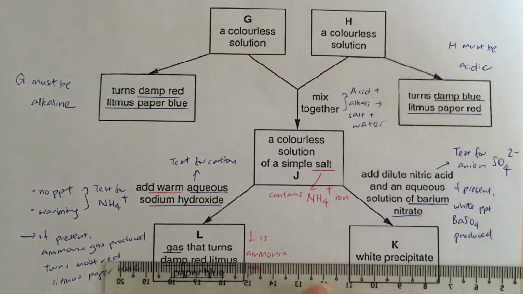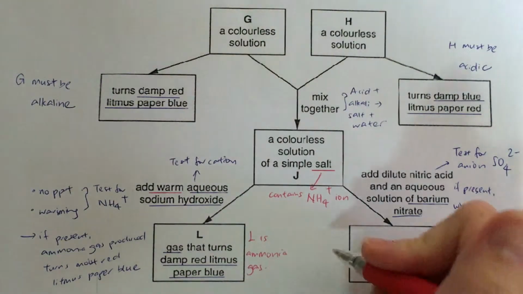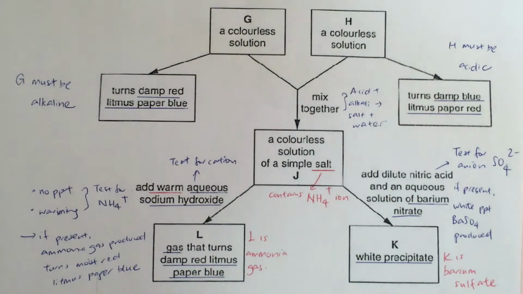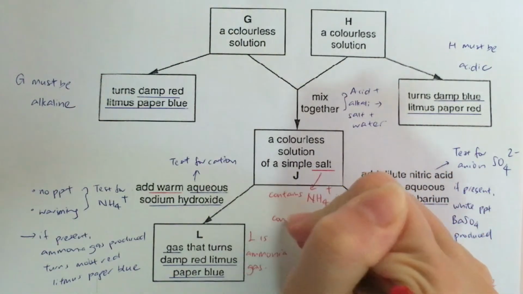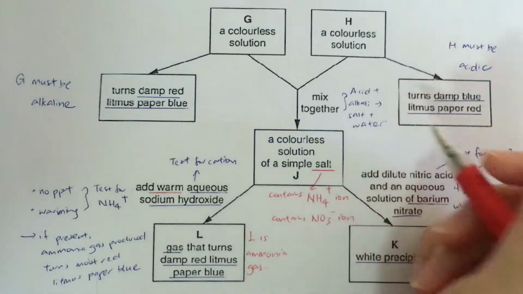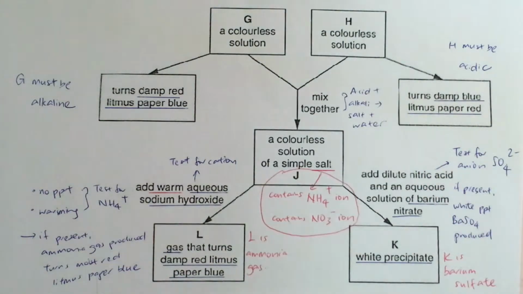So if you look at K, K has a white precipitate, which means K is barium sulfate. So I'll write it down again. Okay, so now, since we know that K is barium sulfate, what ion does it contain? It should contain the sulfate ion. So here, this is the error made by myself. I put it as a nitrate, wrong. The ion should be sulfate ion.